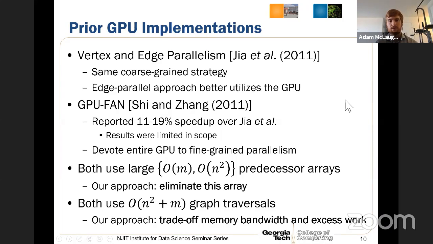So let's talk about some existing work here and how we're going to build upon it. There are a few existing GPU implementations of betweenness centrality before the work that I'll discuss that we improve upon. First is just by Jai et al. It was in the GPU Gems book, which is one of those first fundamental books that came out when GPU computing for generic applications became a thing.